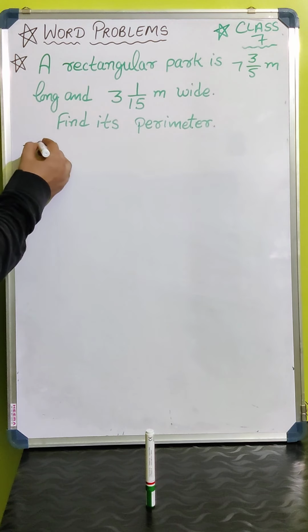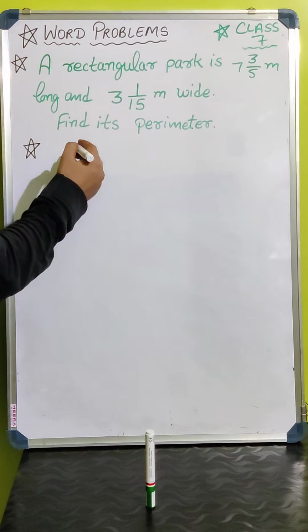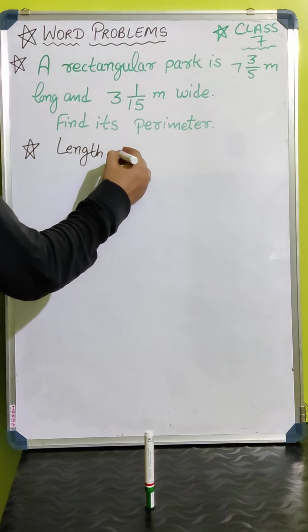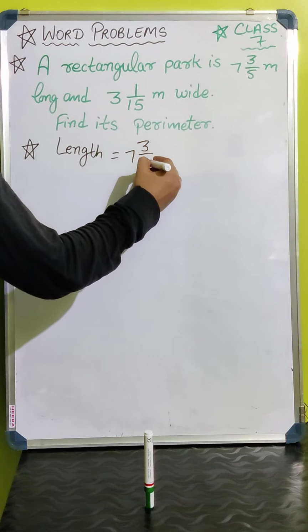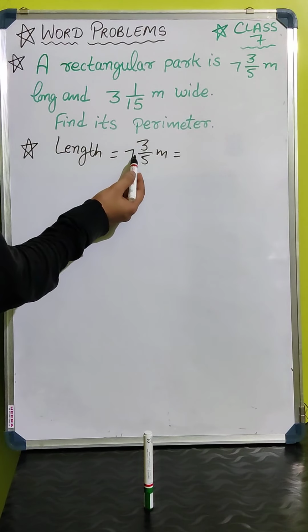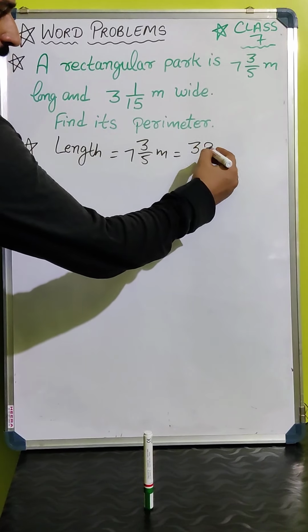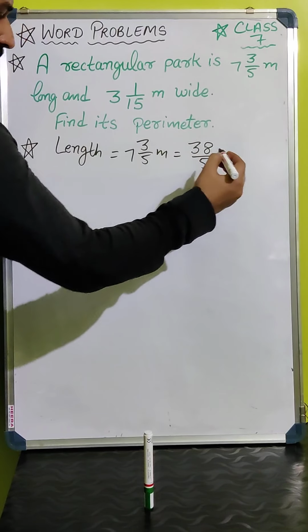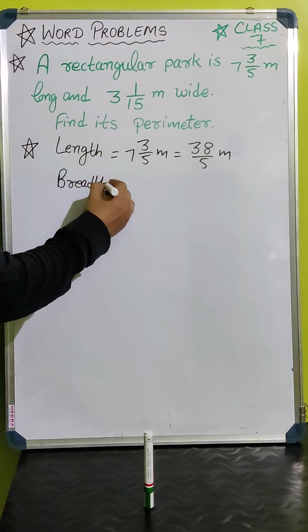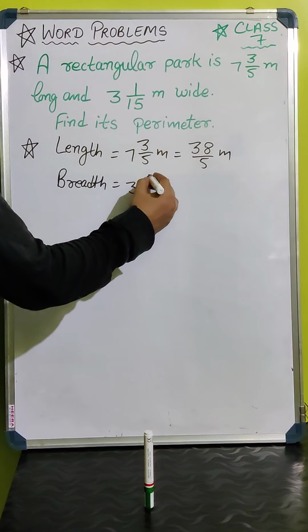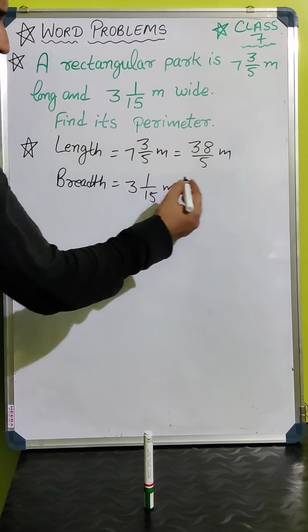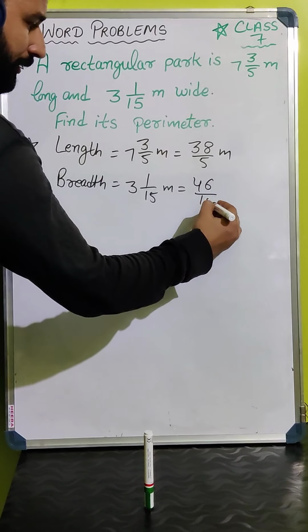Simple. First of all, what is the length of the park? That is 7 whole 3 by 5 meters. So what will it be? First you multiply 7 times 5 is 35, 35 plus 3 is 38, so 38 by 5 meters. Now what is the width? The breadth is 3 whole 1 by 15 meters. It will be 15 times 3 is 45, 45 plus 1 is 46, so 46 by 15 meters.